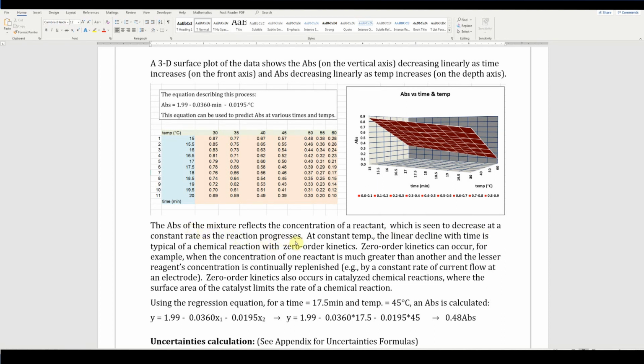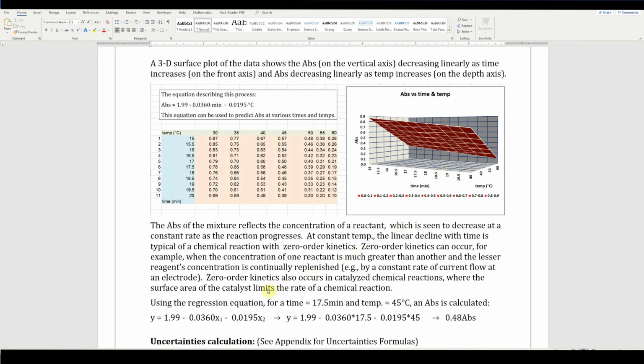I'm going to digress a little bit here for just a minute. If we fix the temperature, let's say constant temperature, the linear decline with time moving across the front is typical of a chemical reaction with zero-order kinetics. And you'll learn about this in a later course called physical chemistry. I'll just mention it here.